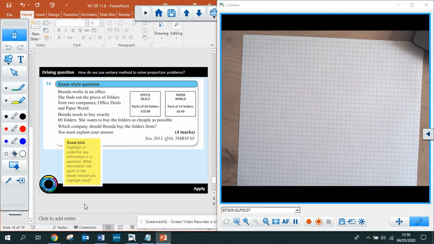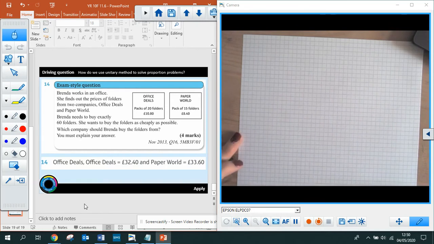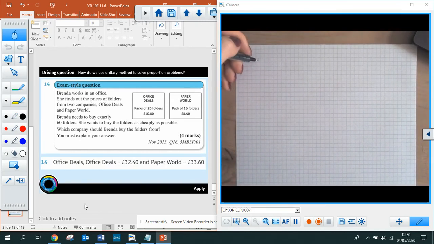So the exam hint says highlight or underline key information in the question. What information not given in the boxes should you highlight here? Okay, so that's just a bit of a tip for when you're doing the question. But question 14, let's read it together.